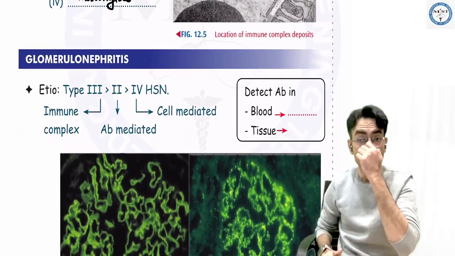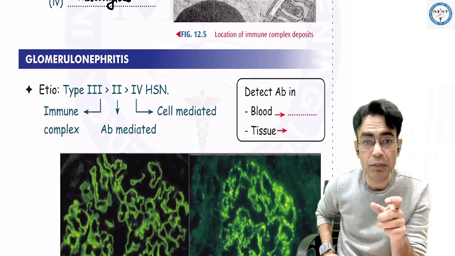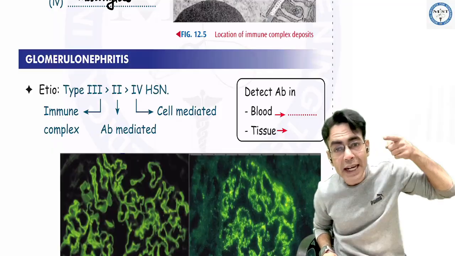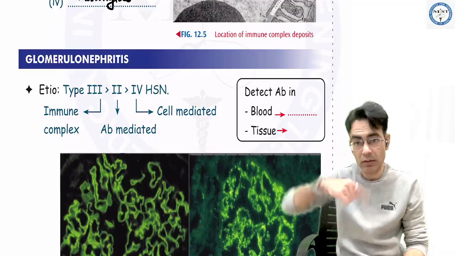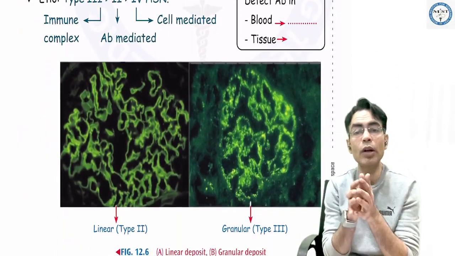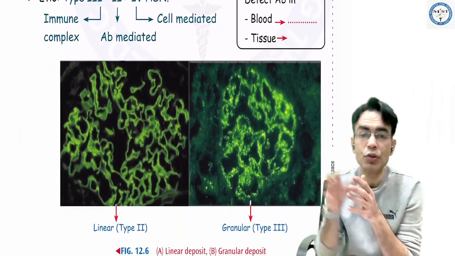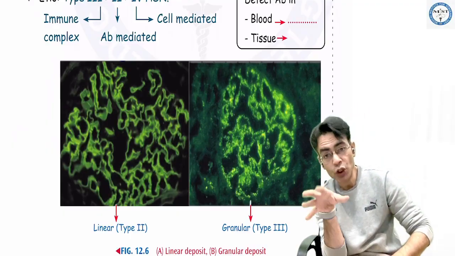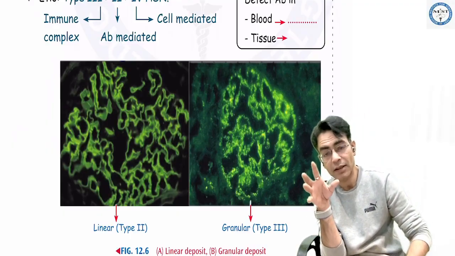So it is more commonly due to type 3 hypersensitivity or type 2 or type 4. Whenever there's a type 2 hypersensitivity, only antibody is going and damaging the glomerular capillary loop, so you see a linear pattern. And whenever antigen antibody complex is going and damaging the capillary loop, you see a granular pattern. Okay? To see antibodies in the tissue, you need to do which test?